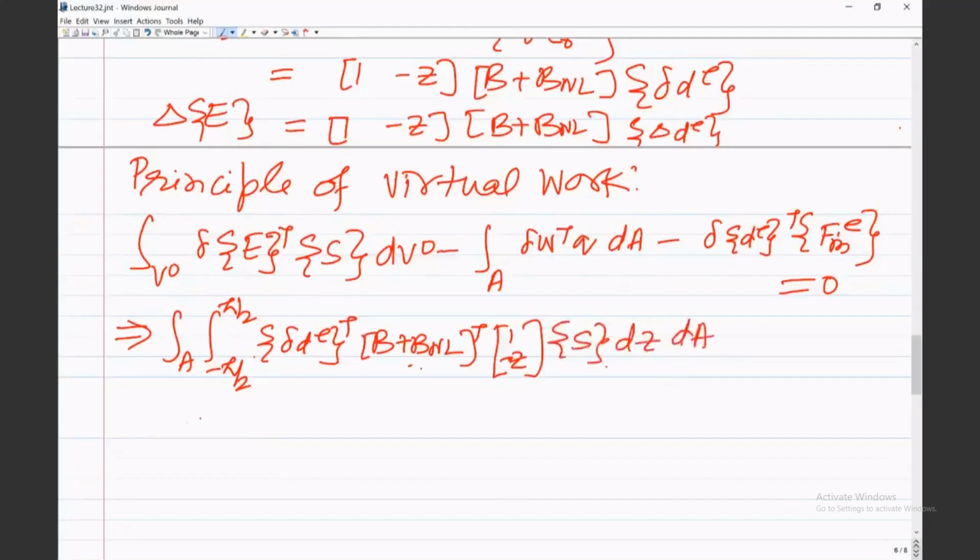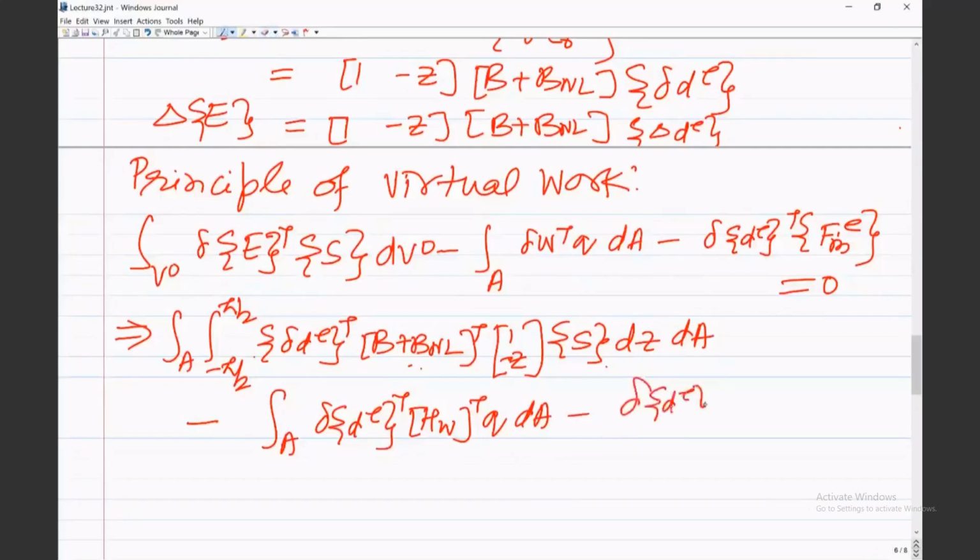So that's this term, minus the integration over the reference area, and I'm writing W as HW into dE. HW is the interpolation corresponding to W, so we will have delta D transpose into HW transpose into Q dA. And of course this internal force term remains the same without any integration. So you will have delta D transpose into F internal for the element. This is equal to 0.